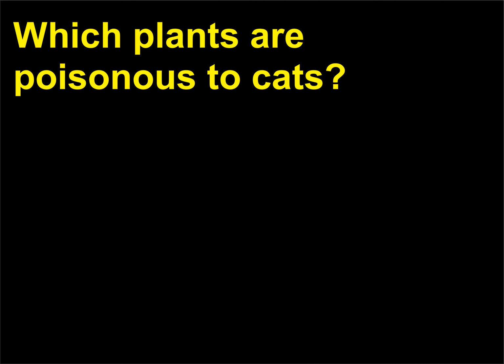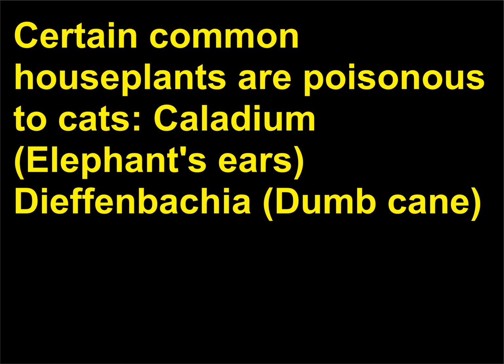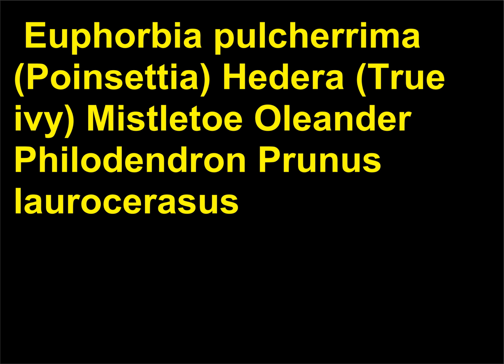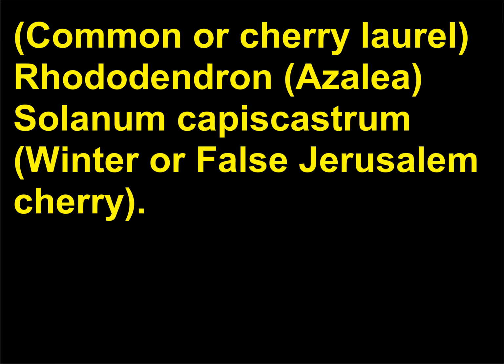Which plants are poisonous to cats? Certain common houseplants are poisonous to cats: caladium, elephant's ears, Dieffenbachia, dumb cane, Euphorbia pulcherrima, poinsettia, Hedera, true ivy, mistletoe, oleander, philodendron, Prunus laurocerasus, common or cherry laurel, rhododendron, azalea, Solanum capsicastrum, winter or false Jerusalem cherry.